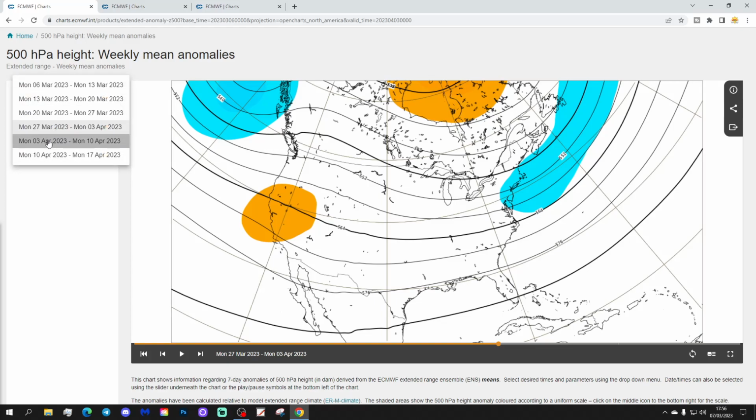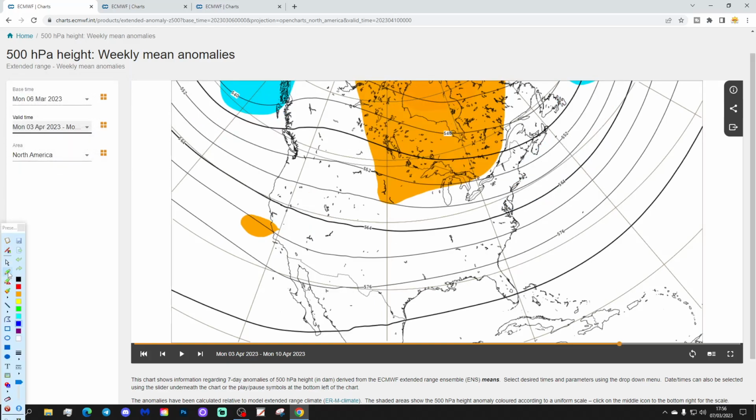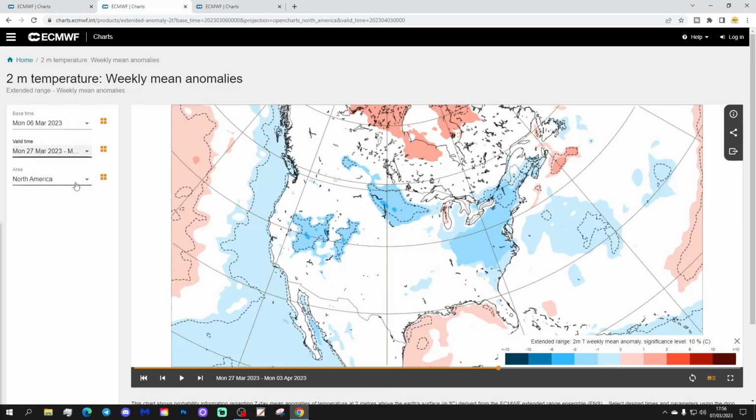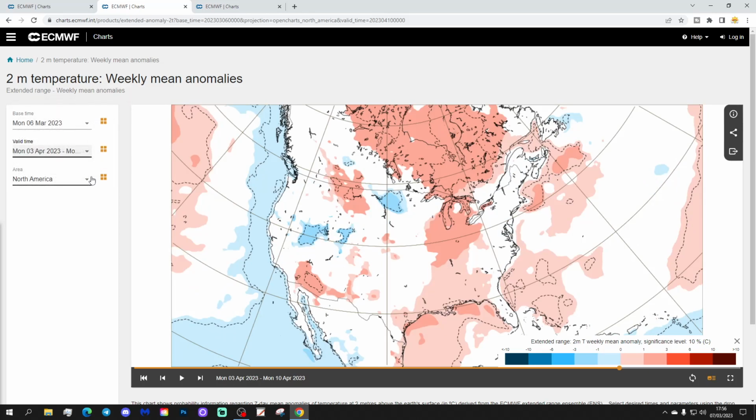Week 5 will be the 3rd to the 10th of April. Some high pressure ridging from Canada down into northern America. Still a little bit of high pressure toward the west coast as well. What's the temperature anomaly doing? Begin to get milder. So now we start warming things up.